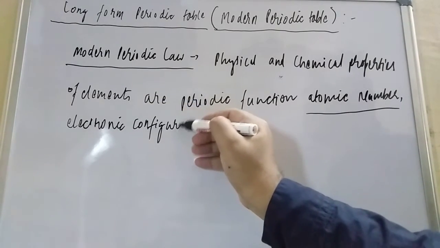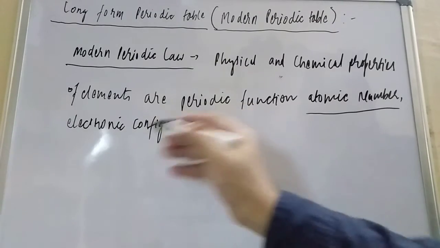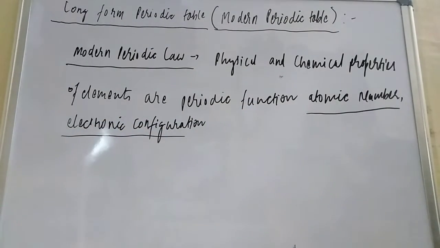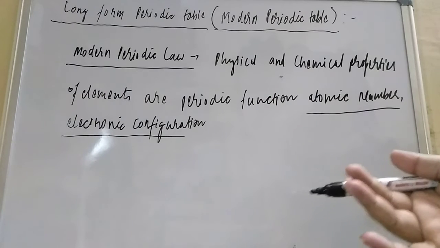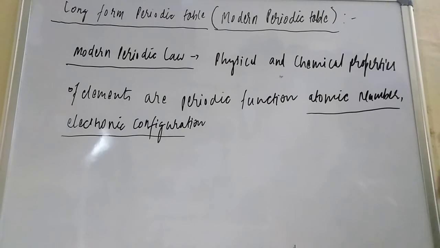Okay, so these two terms you try to keep in mind. You can say that atomic number or electronic configuration, both are the same. Atomic number is the same as the electronic configuration. Now student, he gave some characters of the long form periodic table.